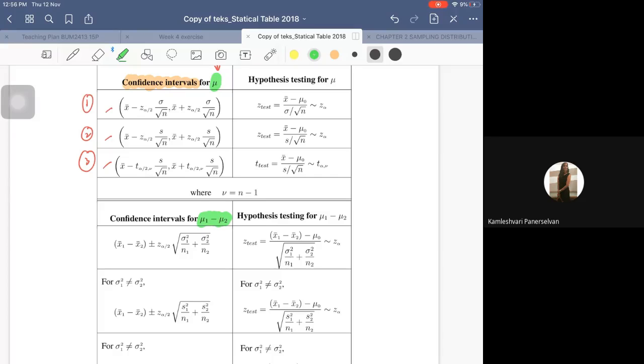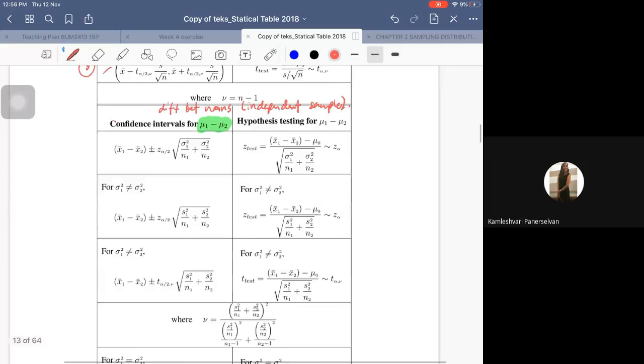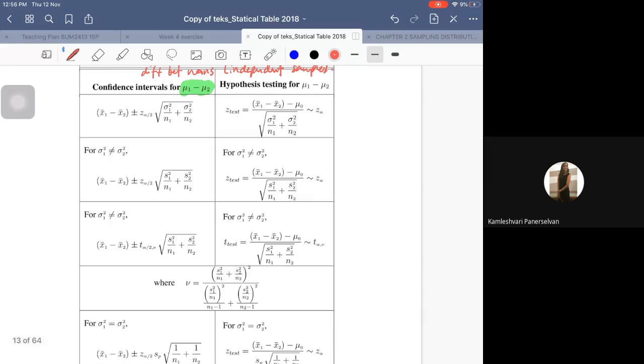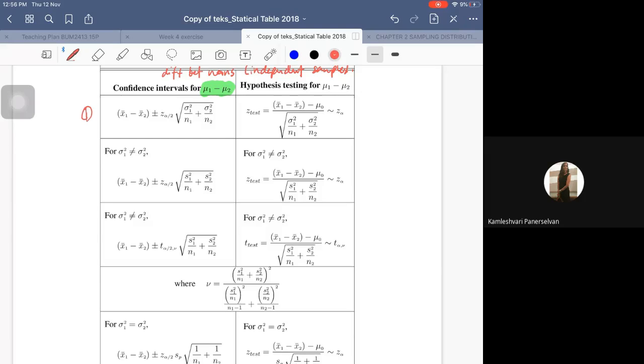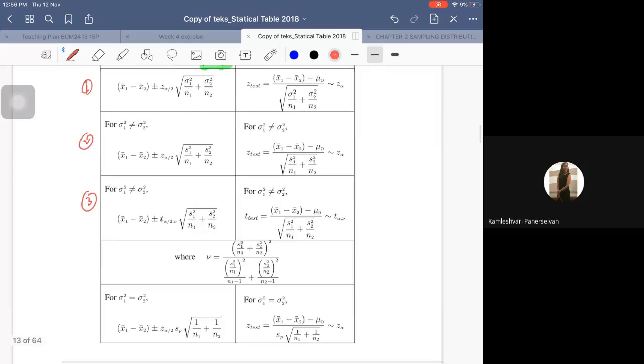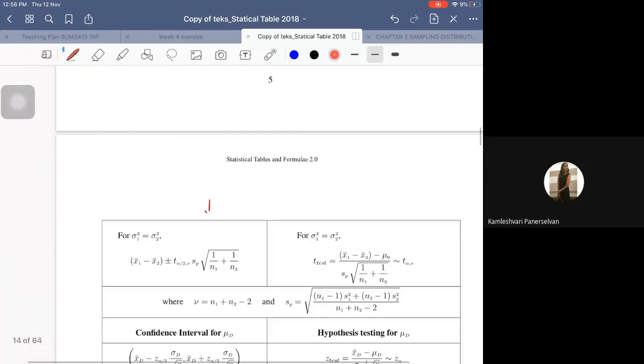So you have 2 means, so you're going to find what happens when you have a difference between them. So this is going to be for difference between means. This is going to be the case for independent samples, the topic of this week. Underneath over here, for this one, you have 5 formulas altogether: 1, 2, 3, 4, and 5.